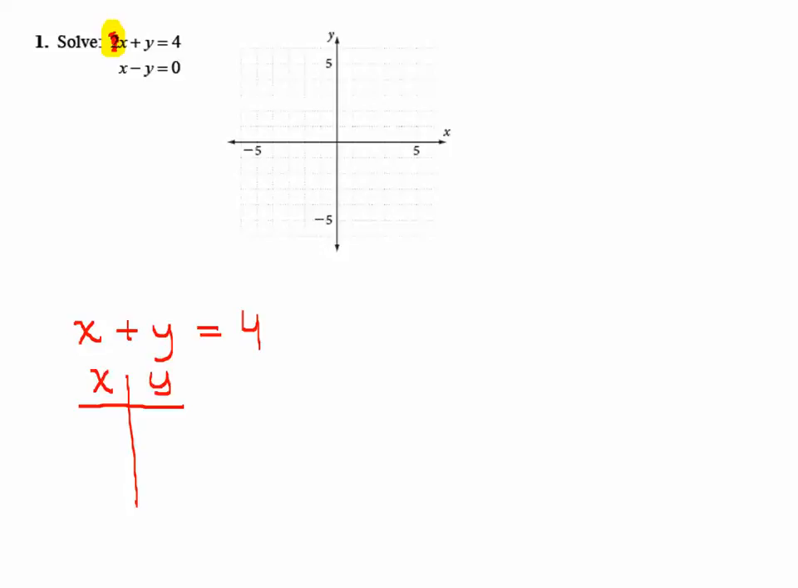We make a quick little table. What's the easiest number to plug in? 0. Plug a 0 in for x. What would y have to be? 4 is good. Plug in a 0 for the x value. That means y has to equal 4 because the x disappears. Good there?